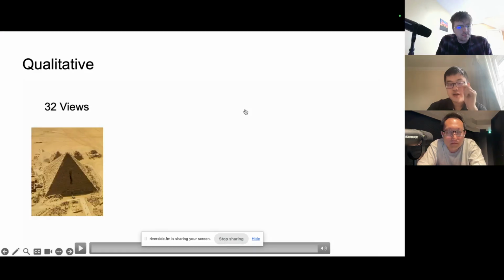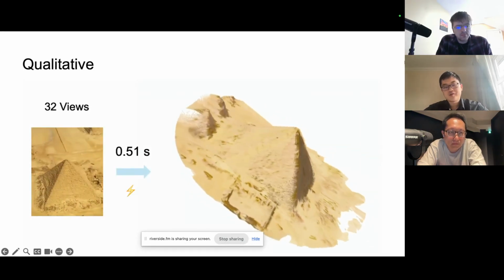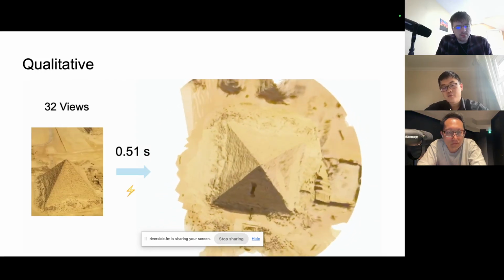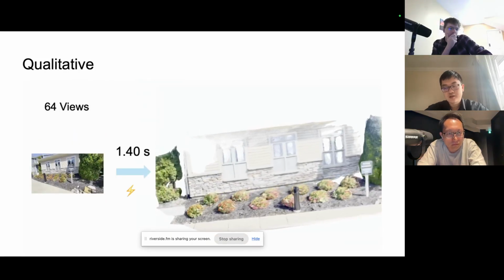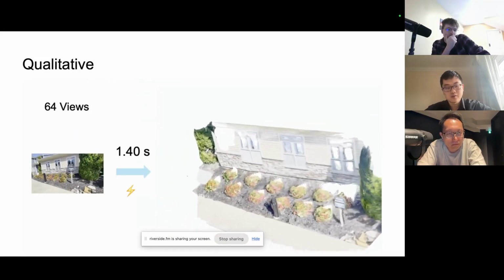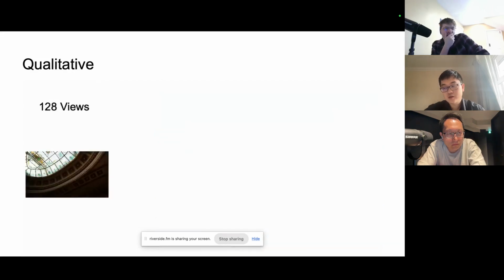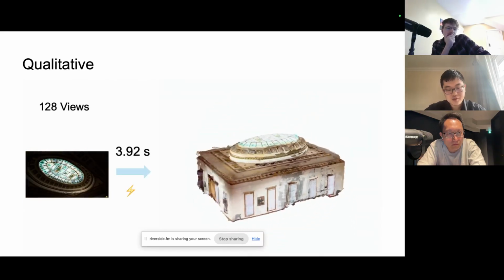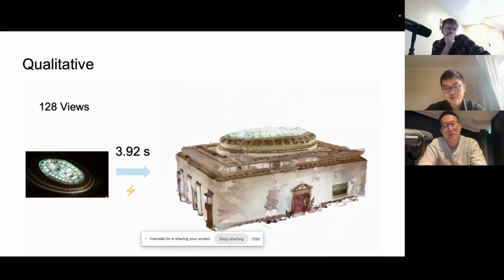Okay, let's see these qualitative results. Here we want to highlight that our model can accept different numbers of input frames and process them in around 1 second. For example, here we process 64 frames in 1 second, so it's basically around 20 or 30 FPS. We can accept different numbers of inputs and reconstruct them in seconds with decent results.